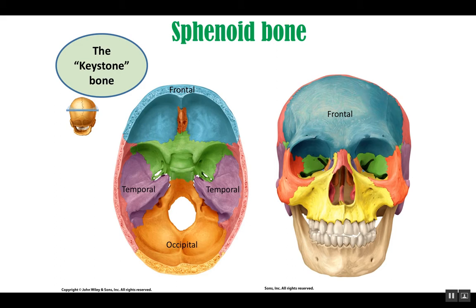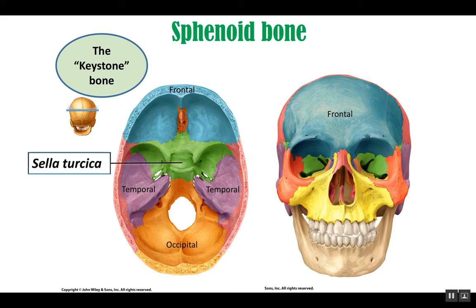So what happens is this bone kind of holds the entire cranial cavity together by articulating with all these other cranial bones. The sphenoid bone therefore articulates with the frontal bone, which we've learned, the temporal bones, the parietal bones, the occipital bone, and this bone here, which we haven't learned yet, is called the ethmoid bone, which also forms just a small portion of the cranial floor.